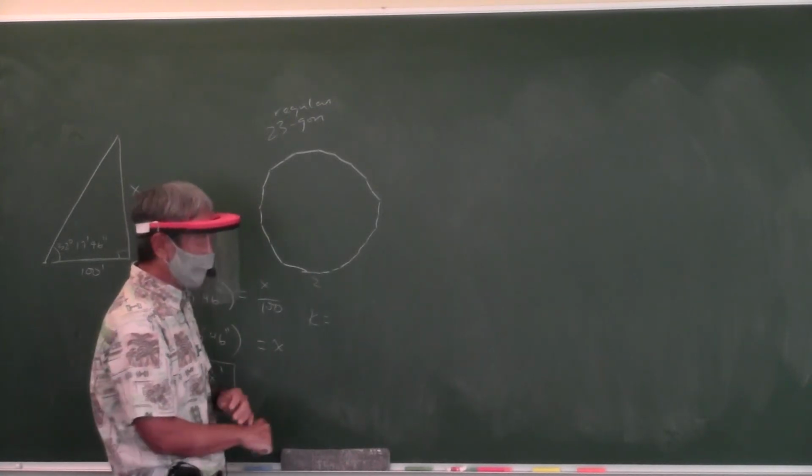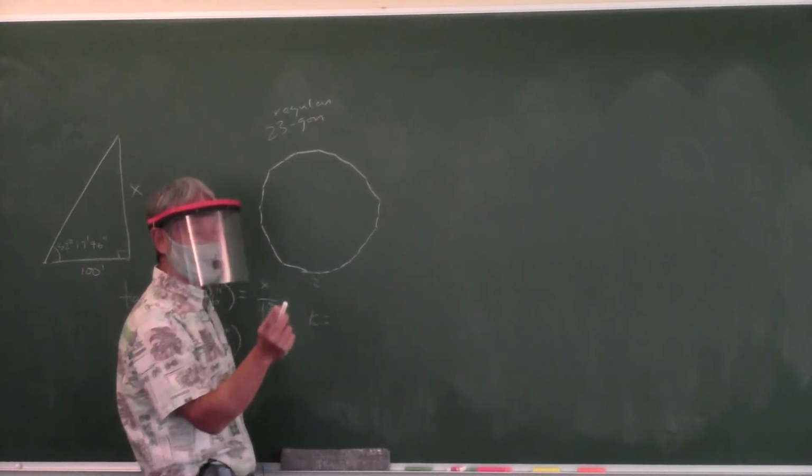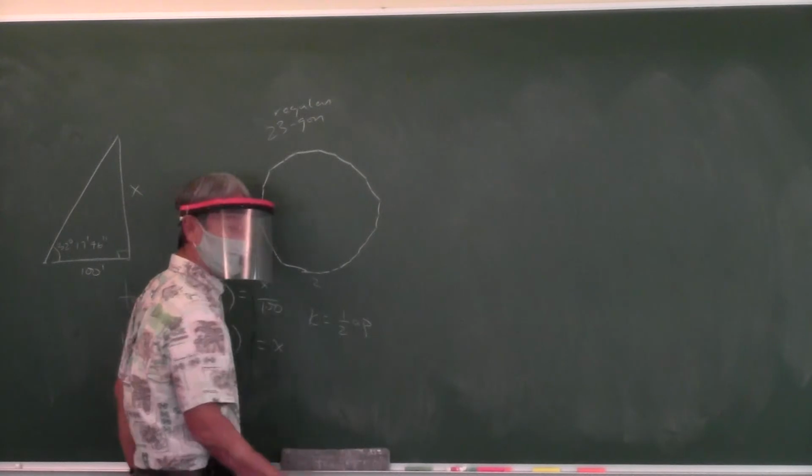N minus 2, right? Is it n minus 2 in there somewhere? No, that's to find the degrees. Oh, okay. That's this: 1/2 AP. Does that look familiar?